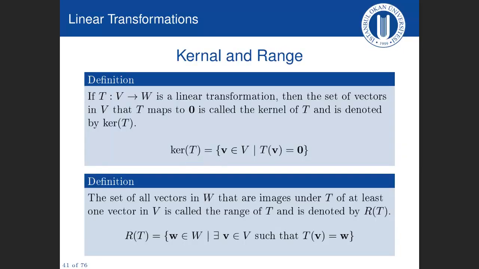The set of all vectors in W, that's in the target of our T, that are images under T of at least one vector in V, is called the range of T, and it's denoted by R of T. So R of T is the vectors w in W such that there exists v in V such that T of v is w. This is the same idea as we know from Calculus 1, when we studied range of real valued functions. Same idea here.